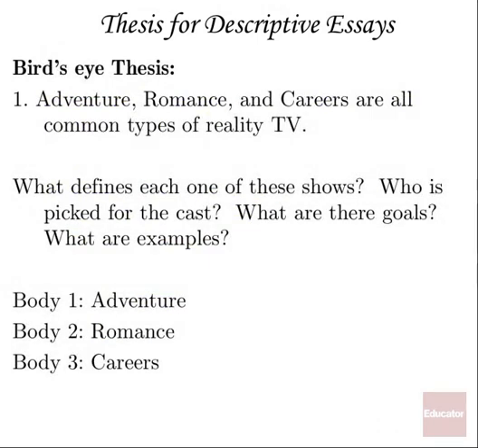So, you can do a couple ideas with this example of a descriptive essay. You could do what's called the bird's eye thesis, where you look at each kind in the set in your body paragraphs. So I could just write adventure, romance, careers are all common types of reality TV. My questions for my major details might be, what defines these shows? Who is picked for the cast? What are their goals? What are some examples? And ta-da! I got my 3 body paragraphs that I'm going to write about. This thesis is making it easy for me.